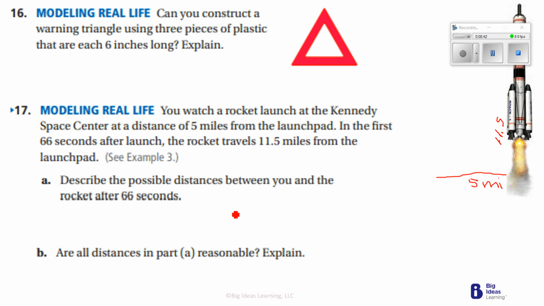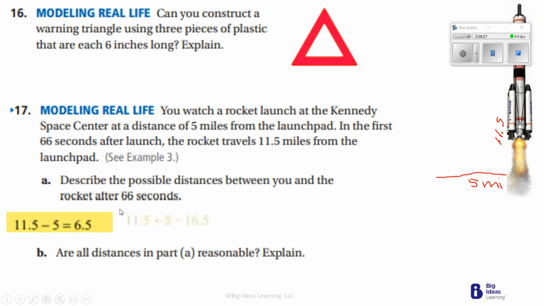All right. Describe the possible distance between you and the rocket after 66 seconds. Remember, you're 5 miles from here, right? And we're having to find out how far you are between you and the rocket after 66 seconds. And remember, 66 seconds is how much time this went. So we have 11.5 minus 5. Now, remember, we have 11.5 here. We're going to take away 5 miles, okay? That's going to equal 6.5.